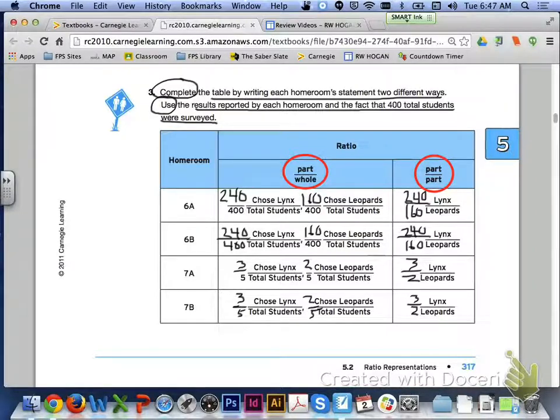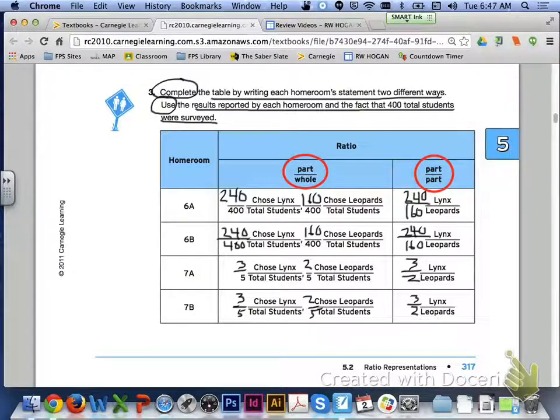For homeroom 6B, we have 240 that chose links to 400 total students, and we have 160 that chose leopards to 400 total students. Those are the part-to-whole relationships. The part-to-part ratio that we would be looking at then would be 240 links to 160 leopards.